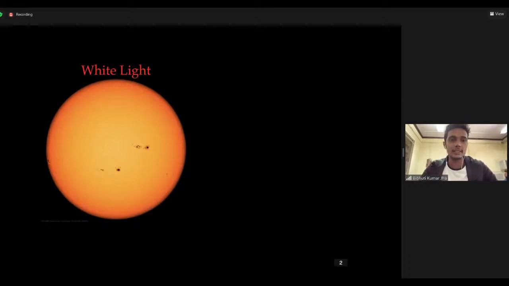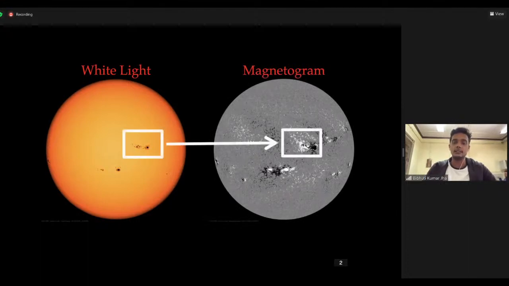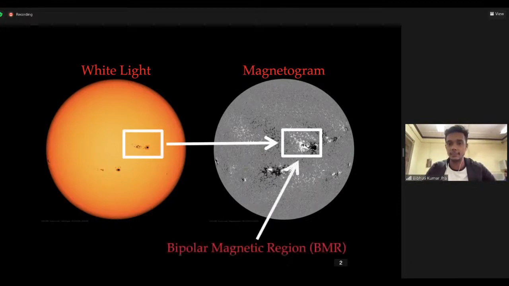This is a very basic, typical white light image of the Sun, where we sometimes see a few dark spots. And then if I look at the magnetogram image at the same time, we see some dark and bright regions, which is the magnetic field. We can clearly see these are bipolar regions, and we call them bipolar magnetic regions.